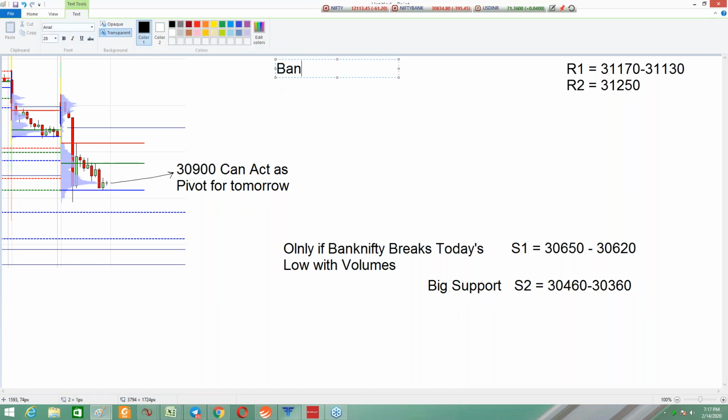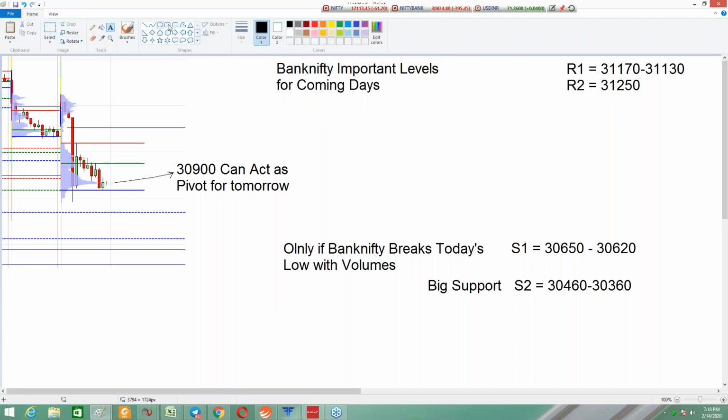I can write down here: Bank Nifty important levels for the next coming days. So this is all about Bank Nifty as of now.